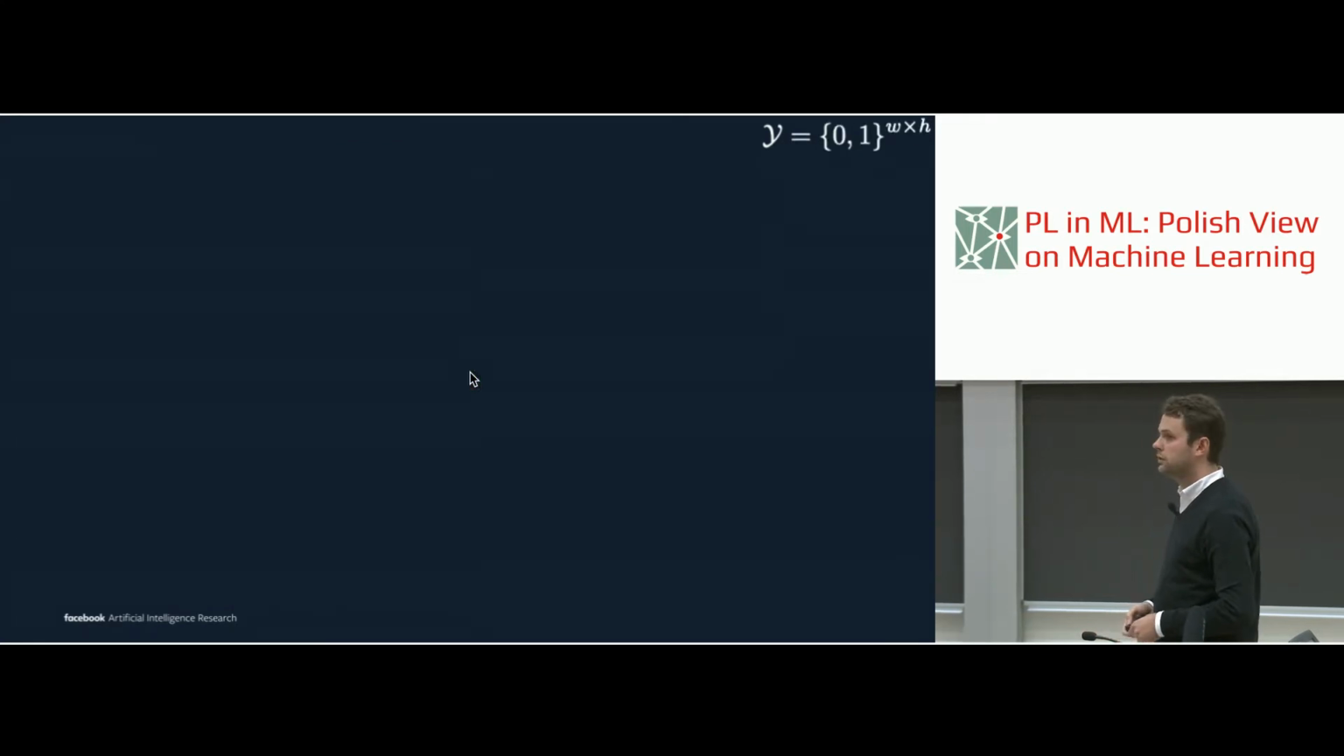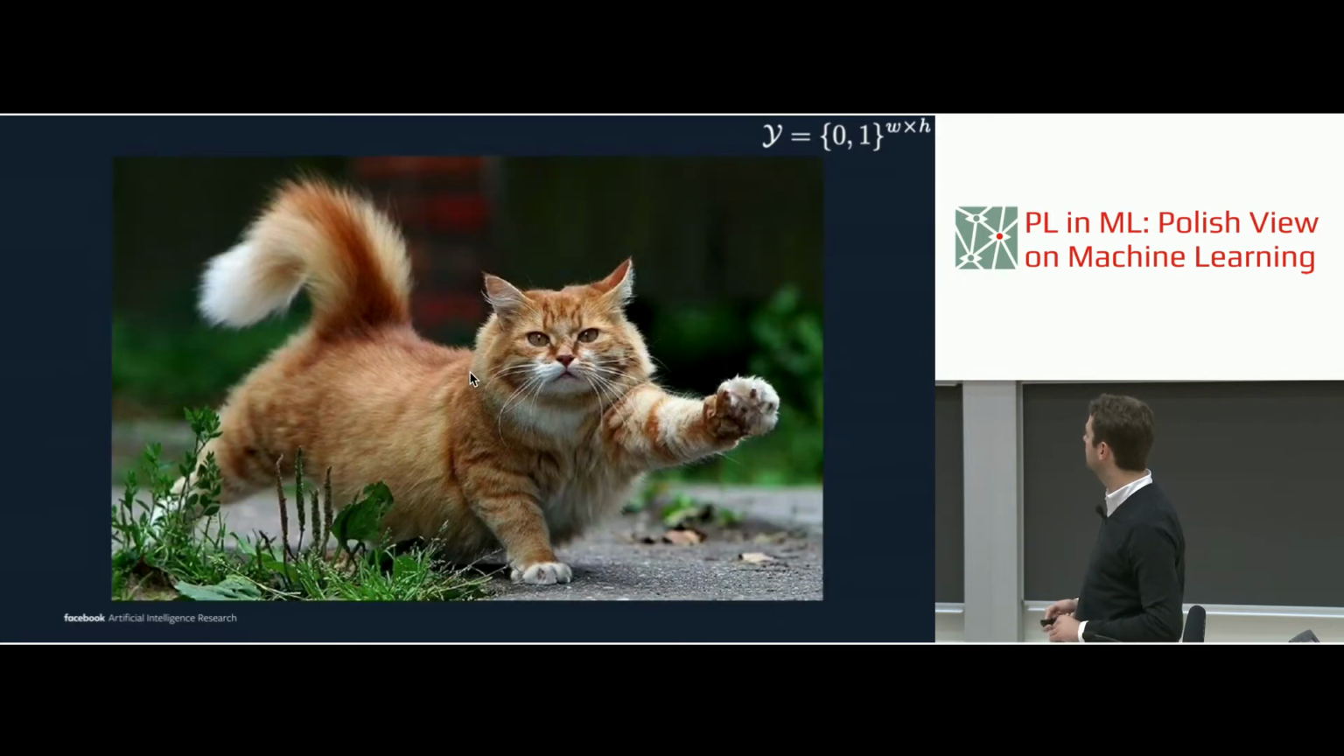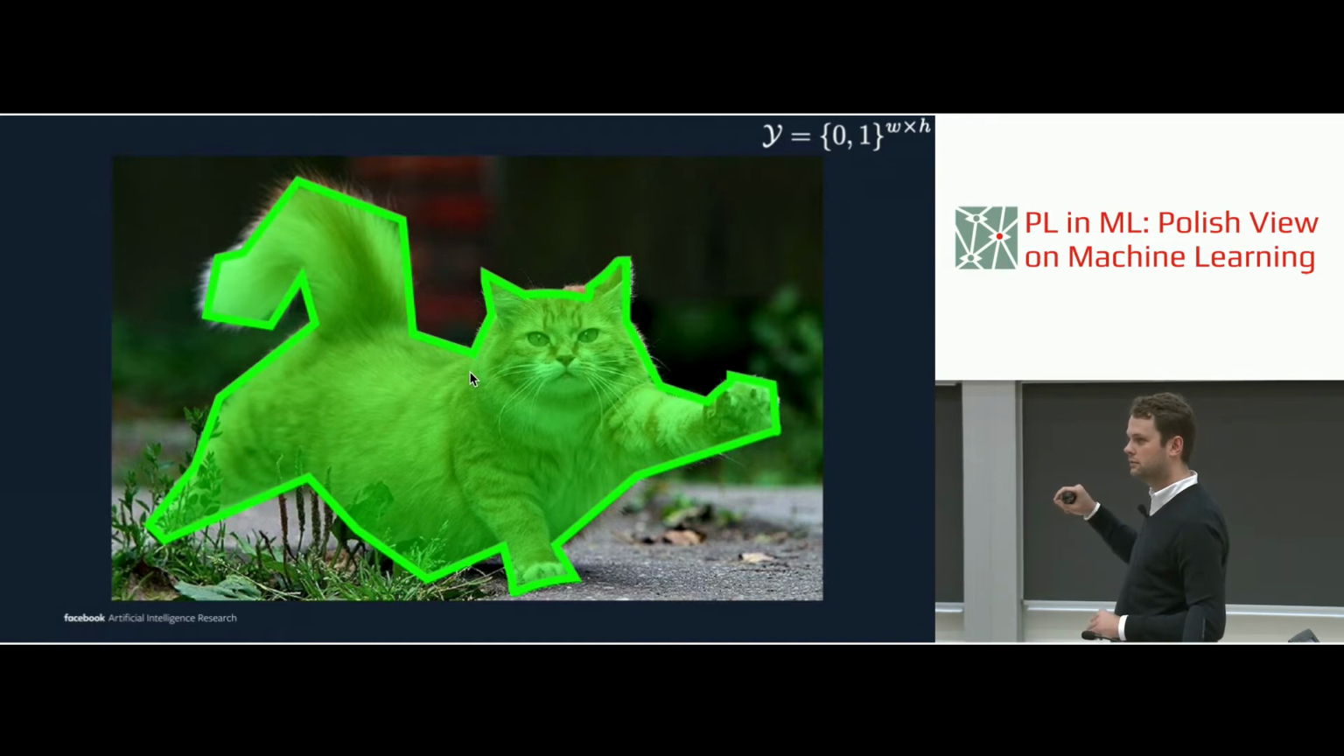If we now move to object segmentation, the label set is the set of binary images, which are going to be 1 where the object is and 0 otherwise. And in the case of this image, you would need to provide a complex shape that contains the cat. So this is even more complicated.